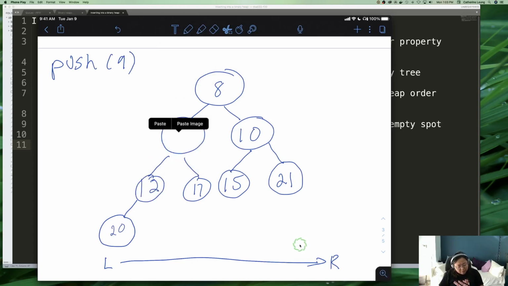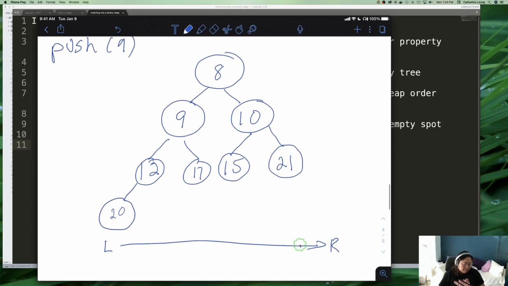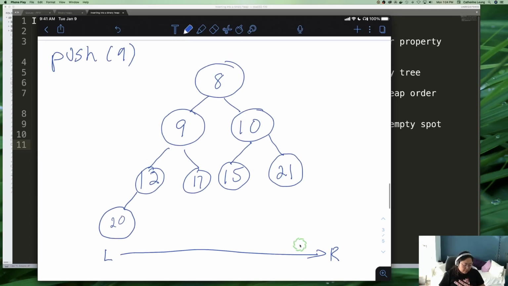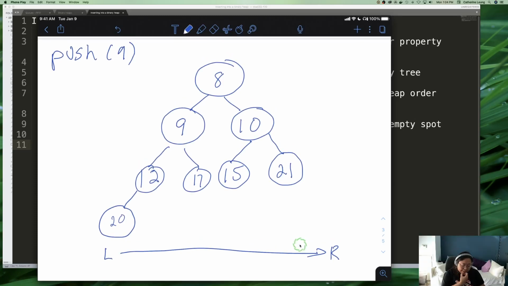Can I put the 9 here without breaking heap order rules? And the answer is yes. The parent has a higher priority. 8 is higher priority than 9. So we can take the 9, put it into this empty spot, and now we are done. So this is how we make this work, okay?